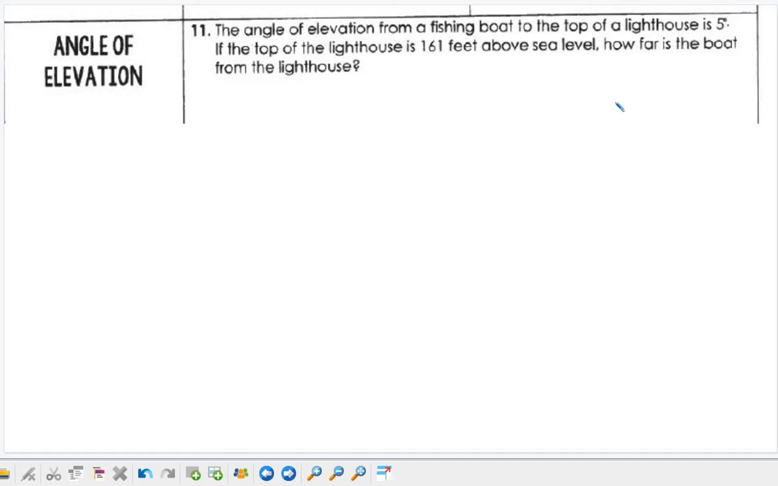Okay, so we have the angle of elevation. So remember, elevation is above, so you're going to elevate from a fishing boat to the top of a lighthouse is 5 degrees. So if I'm looking at elevation, then I can imagine this is my boat and this is my lighthouse, right? Okay, and my angle of elevation is 5 degrees. So my 5 degrees goes here. It's my right angle.